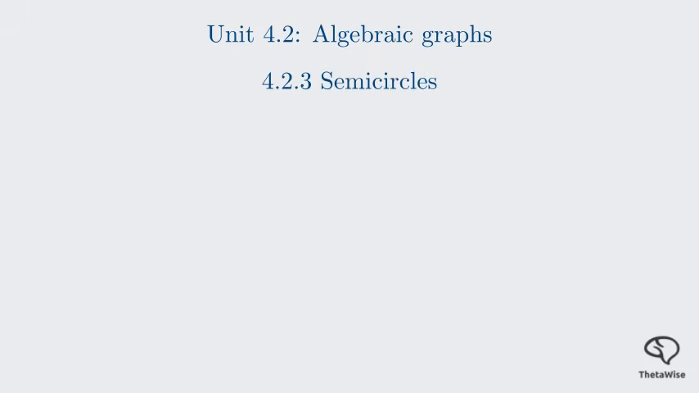Today, we're diving into Module 4, Unit 4.2, Algebraic Graphs. In this tutorial, we are going to focus on a specific type of graph, the semicircle. Our goal is to understand the general forms of semicircular equations, identify their key features like domain and range, and learn how to sketch them. By the end of this video, you will be able to recognize the 4 different semicircular graphs and determine their exact position on a coordinate system.